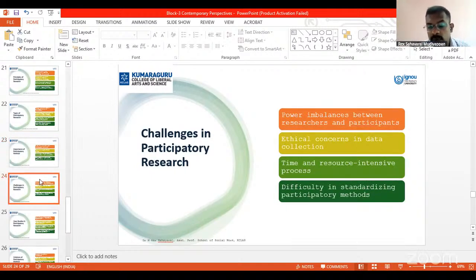And the challenges in participatory research are power imbalance between the researchers and participants, ethical concerns in data collection, a time and resource intensive process, and difficulty in standardizing the participatory method. We cannot use a standardized scale as we do in a quantitative method or any other qualitative method like observation, because it's an open form. So standardizing the participatory method is very difficult, but it gives a lot of meaning to the research, right?